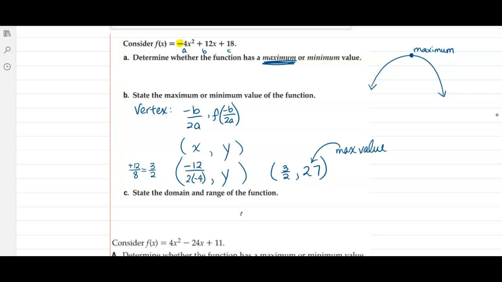Now we need to talk about the domain and the range. The domain is our favorite part. It's all real numbers. The range, since it opens down, goes down to negative infinity, and it's going to go all the way up until it hits 27, including 27, so we change that to a hard bracket.